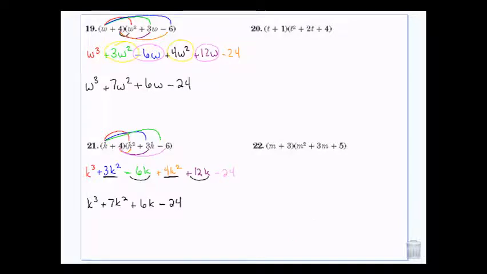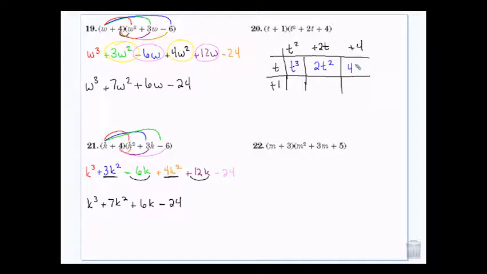Okay, if you like the table method, I like to put the long one across the top, but you don't have to. You can put the long one down the side. It doesn't matter to me. And it will get you the same answer. Okay, so t times t squared is t to the third. T times 2t is 2t squared. T times 4 is 4t. 1 times t squared is t squared. 1 times 2t is 2t, and then 1 times 4 is 4.